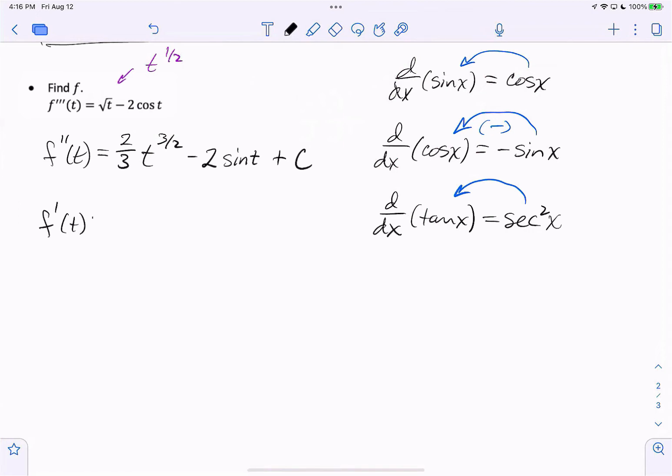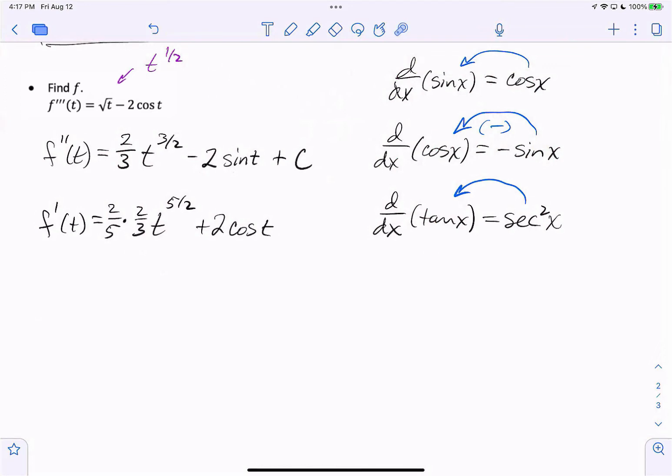F prime of t is equal to, now again for t I'm going to add 1 to the exponent, so I have t to the 5/2, and then divide by the new exponent. My coefficient was already 2/3. Dividing by the new coefficient, I'm now going to multiply by 2/5. Remember we said that the antiderivative of the sine is the negative cosine, or since I already have a negative in front of my sine function here, the antiderivative of the negative sine is a positive cosine. So this is going to be plus 2 times the cosine of t.